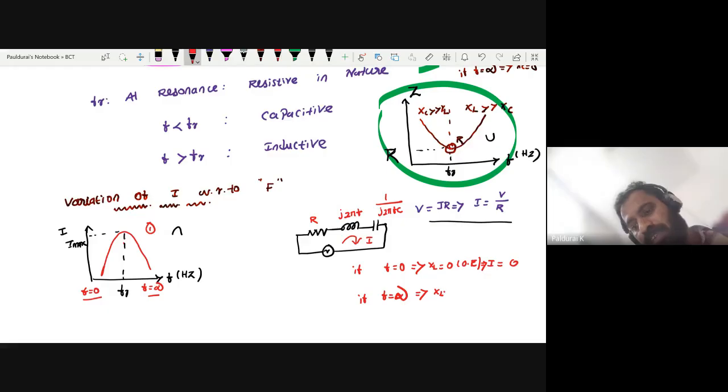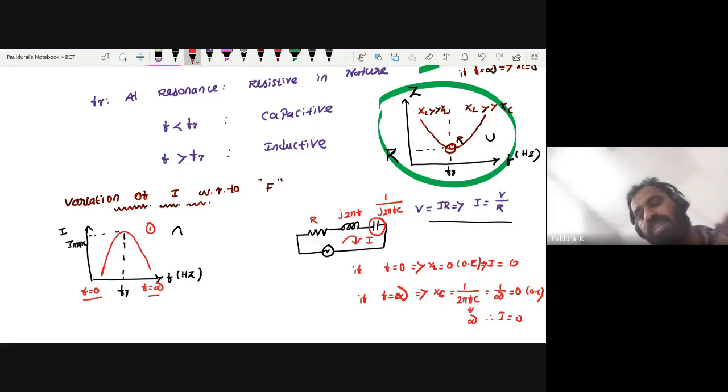At F equal to infinity, the capacitor will act as an open circuit. How? X equals 1 divided by 2 pi F C, where F equals infinity, so 1 by infinity is 0. Zero means again open circuit, and open circuit means current equals 0.